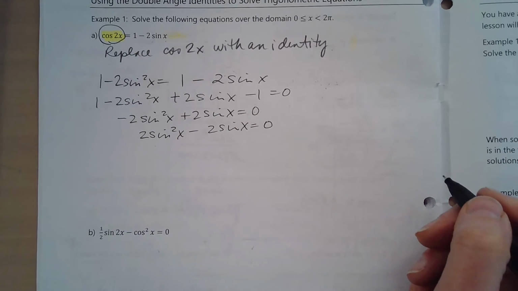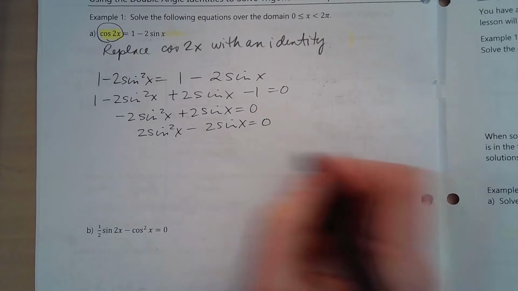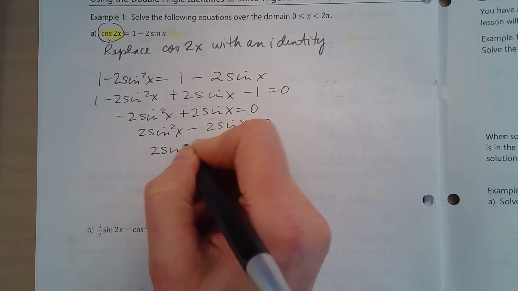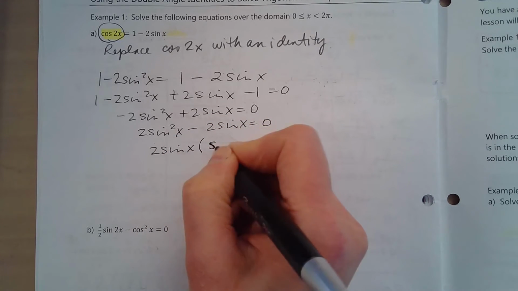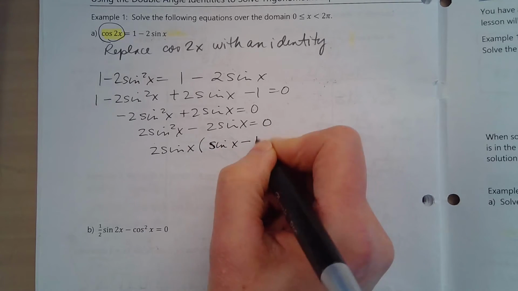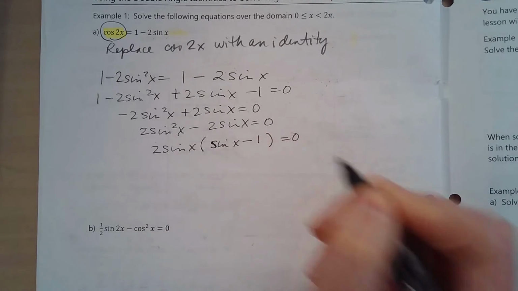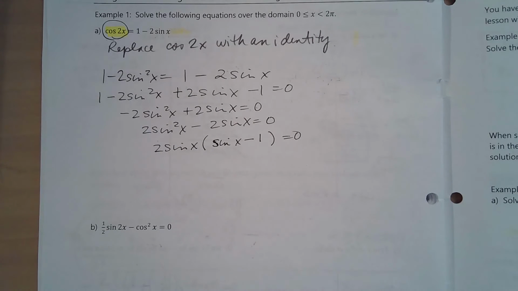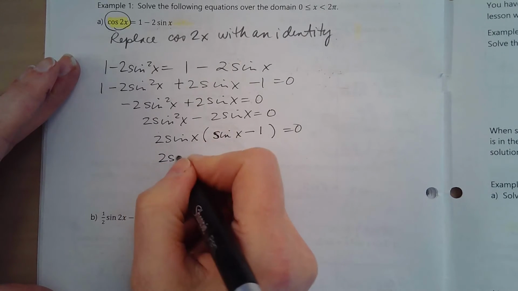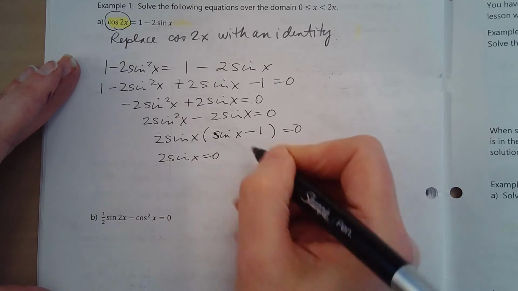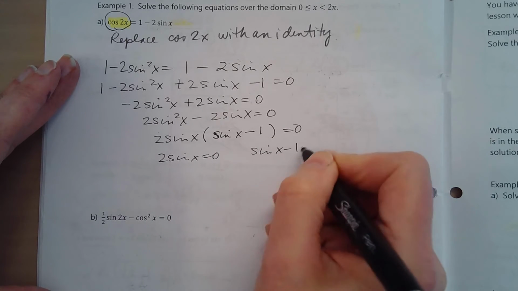Okay, can I factor this? Yep, GCF is 2 sine. And I want to factor, because if I've got a quadratic equal to 0, as soon as I put it in factored form, then I can use my zero product rule, right? Either this equals 0 or this equals 0.